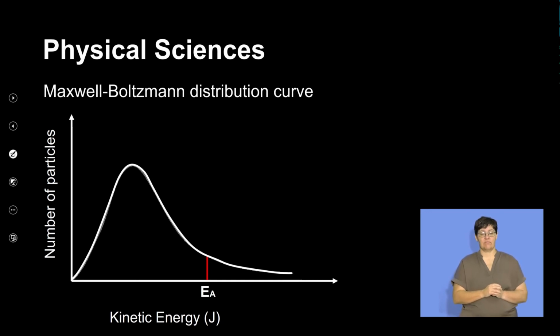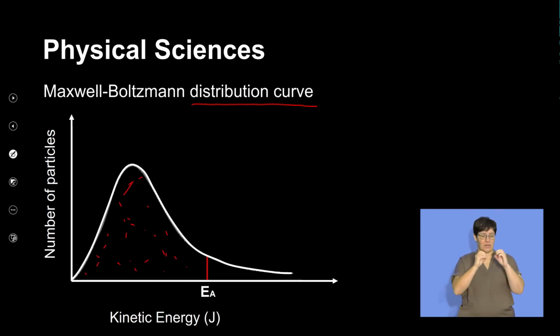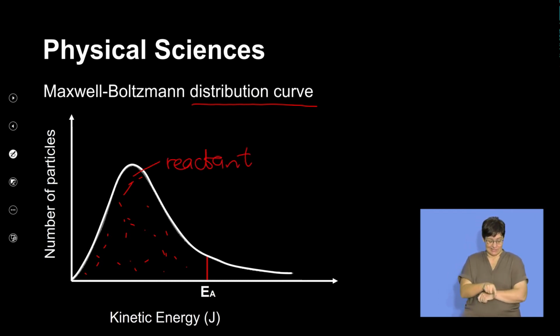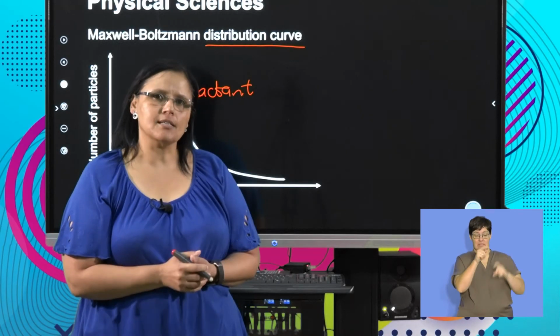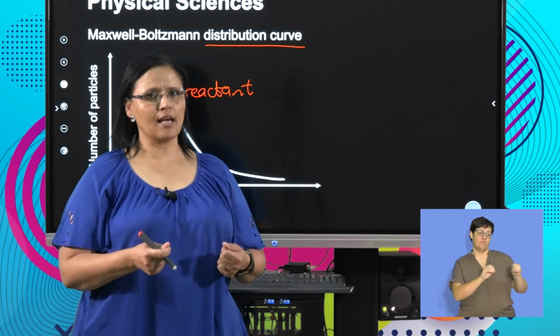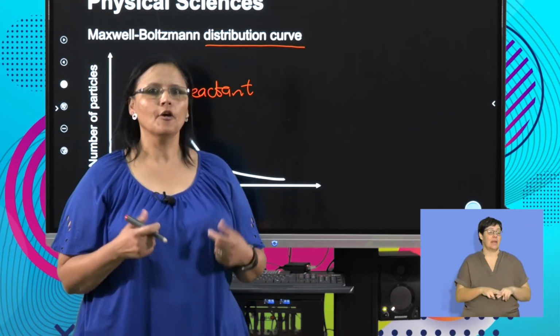The distribution curve that we're going to use on a sub-micro level linked to the collision theory is the Maxwell-Boltzmann distribution curve. Now the curve looks like this, and as you can see, it shows all the particles, and this is actually our reactant particles that now move. Remember, the particle theory says all matter is made up of particles, and these particles remain in constant motion, and that motion is determined by your temperature.